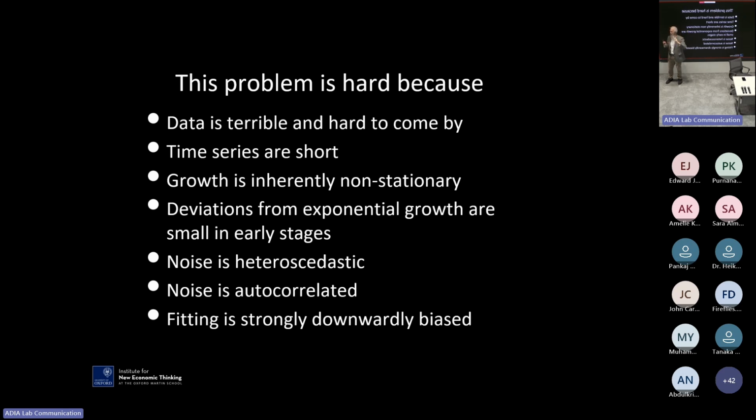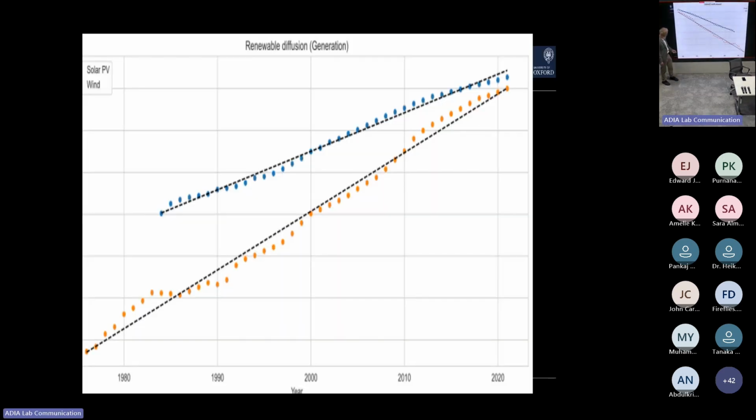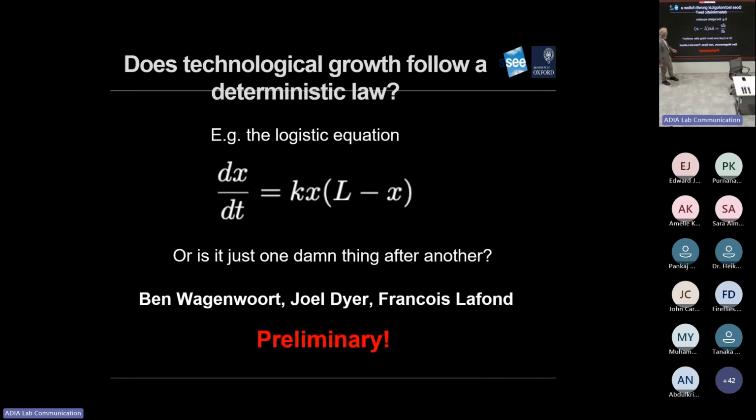So you have to take that into account if you want to put error bars on the fits, because that's an important factor. The noise is autocorrelated, meaning if you have an upward deviation at one time step, you tend to have an upward deviation on the next time step. And finally, as I mentioned already, the fitting is strongly downwardly biased because that's the nature of fitting to a sigmoid. Okay. Wait, why did I show this again? I'm not sure. Well, maybe I just wanted to show in this picture the deviations from exponential behavior, but let's not worry about that.